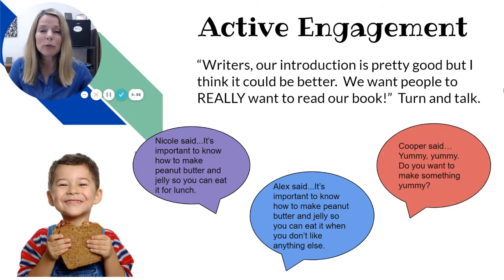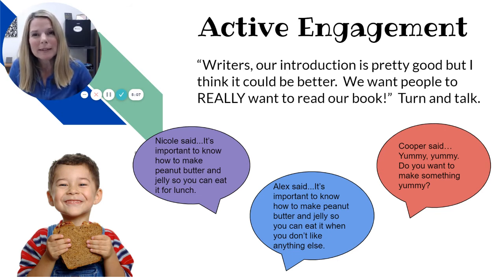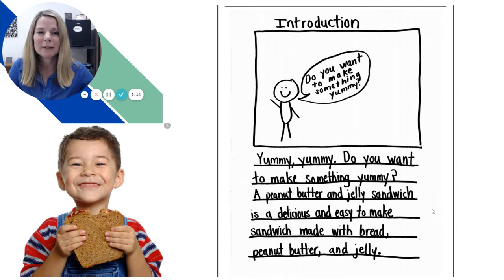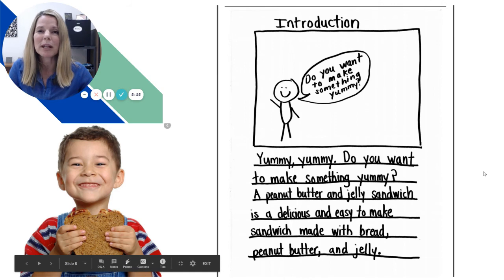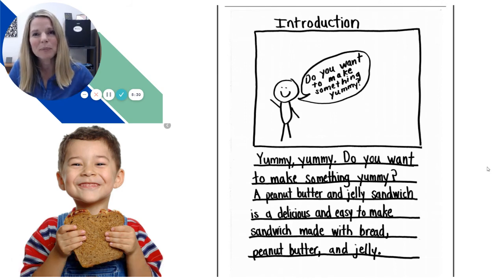And Cooper said, what if we said, yummy, yummy? Do you want to make something yummy? I love that, Cooper. That really makes me want to read our book, so I think we should add that to the beginning of our introduction. So now it says, yummy, yummy. Do you want to make something yummy? A peanut butter and jelly sandwich is a delicious and easy to make sandwich made with bread, peanut butter, and jelly. That's a fantastic introduction.